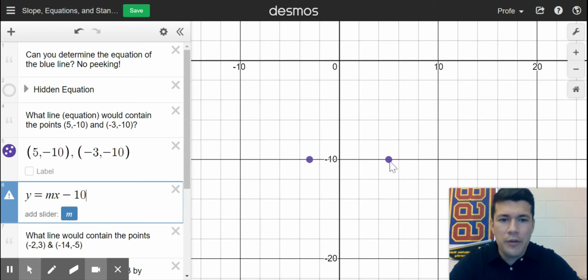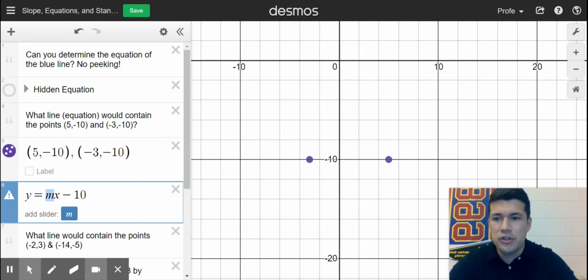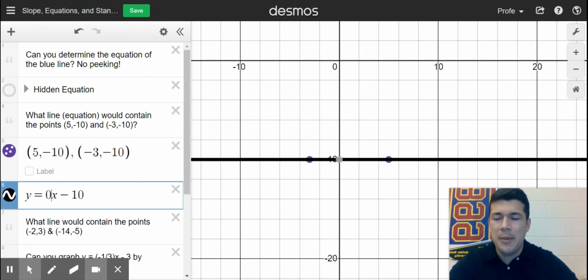To go from the left point to the right point, how much do I rise and how much do I run? I don't rise at all, because the y value doesn't change. But my run is, from negative 3 to positive 5, 8. So if we're looking at slope, rise is 0, run is 8, so 0 over 8. In other words, 0 divided by 8 is 0. So we're going to go with y equals 0x minus 10. So that graphs it correctly.